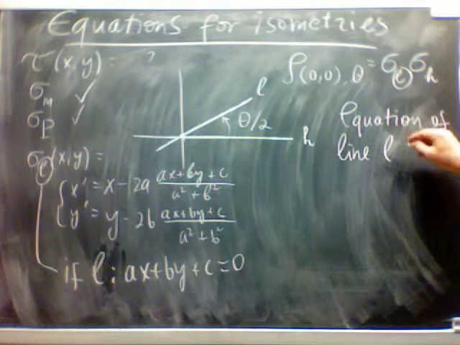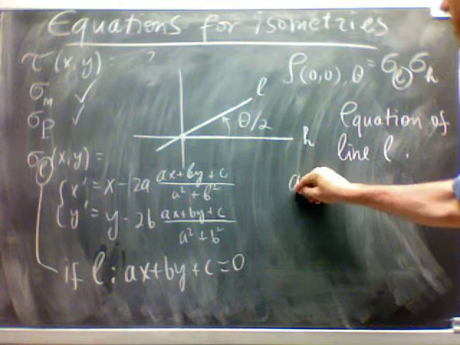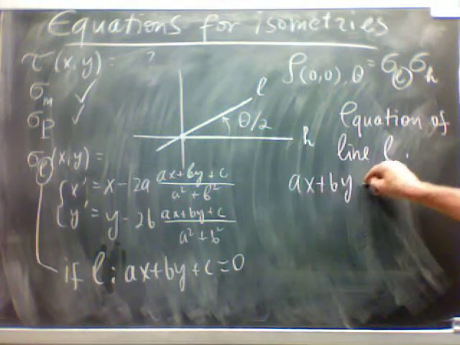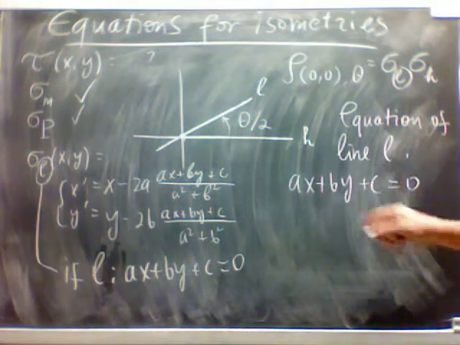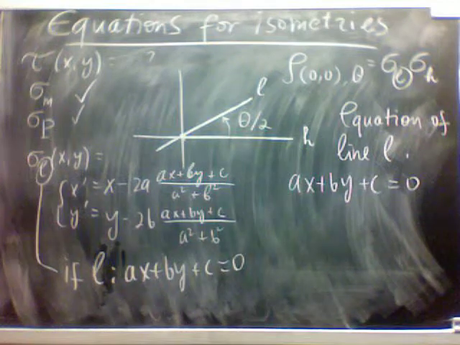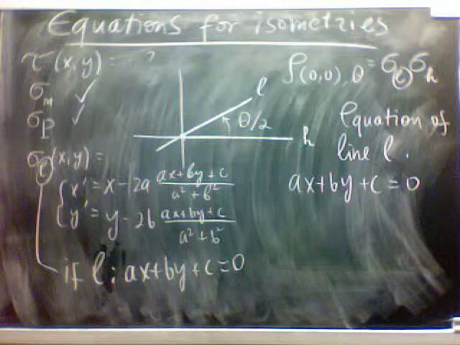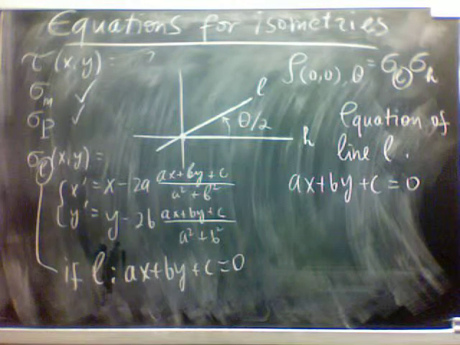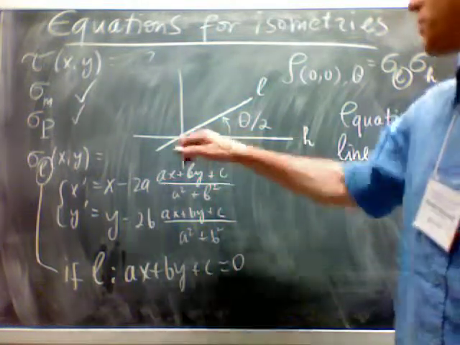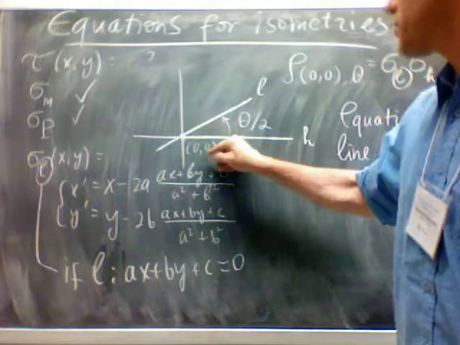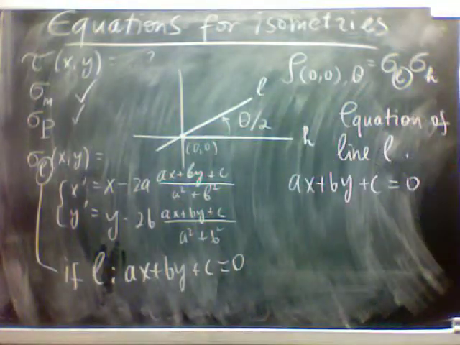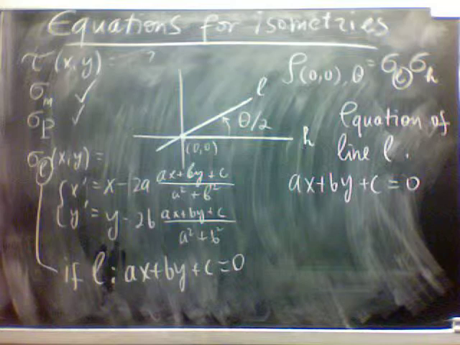Equation of line ax plus by plus c equals 0. What are a and b and c? So pause for a second and think. Come back. You have an idea? Well, it's definitely the equation of a line through 0, 0, and you know the slope. So that's one way to attack it.